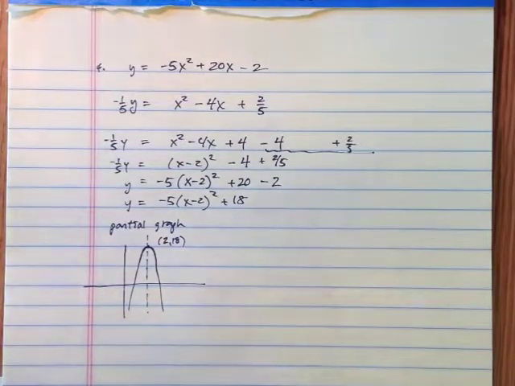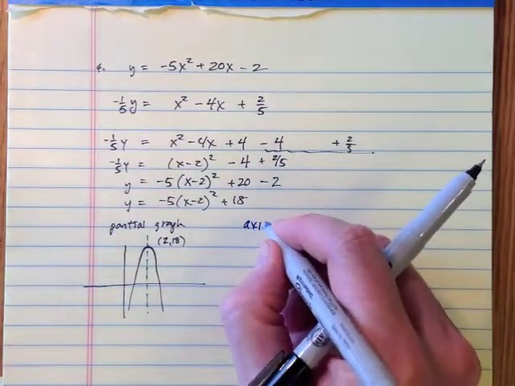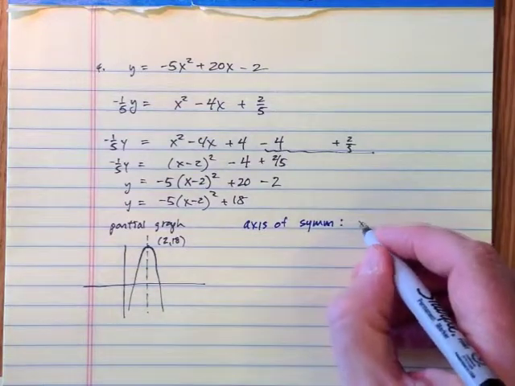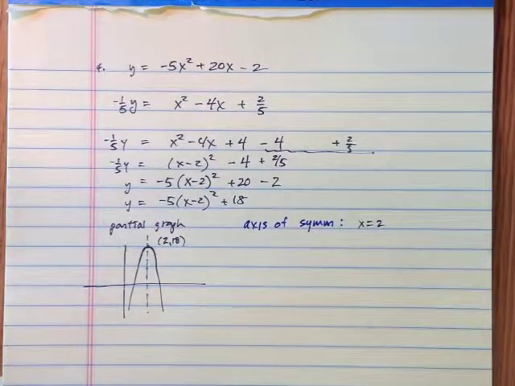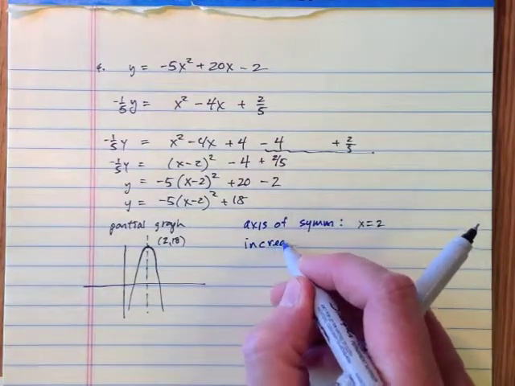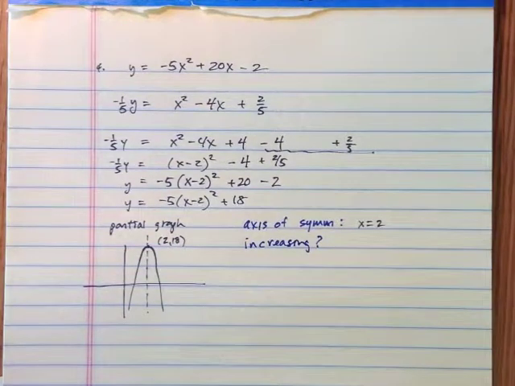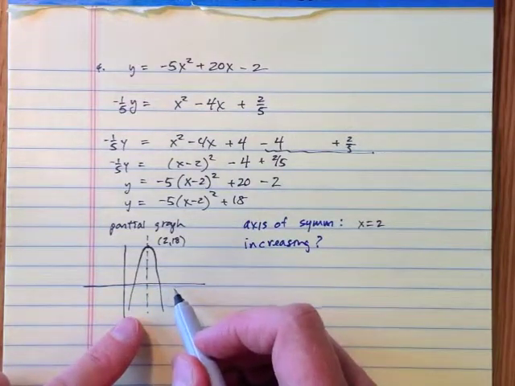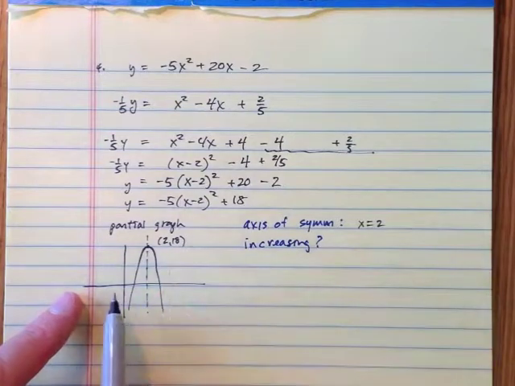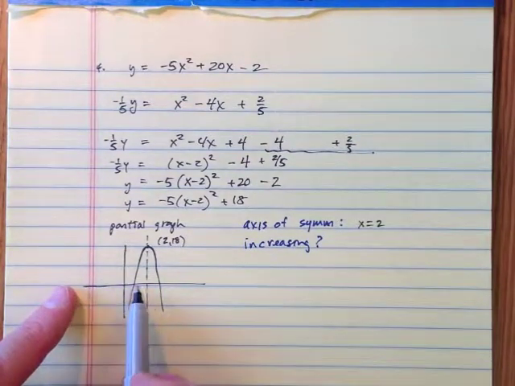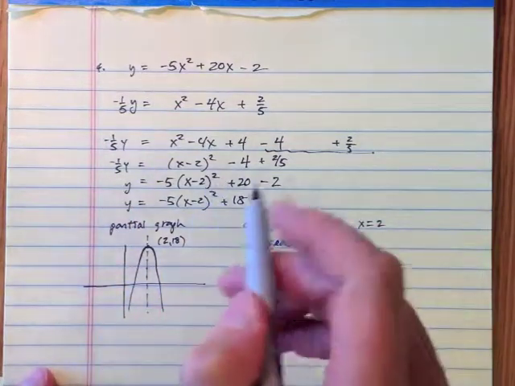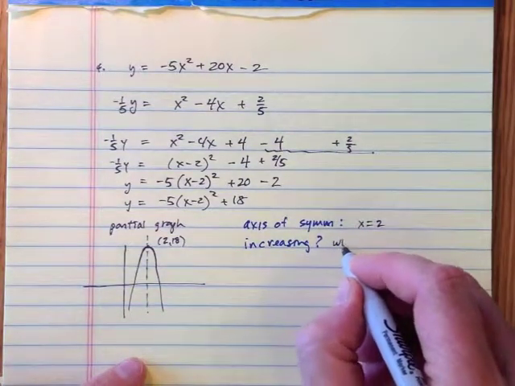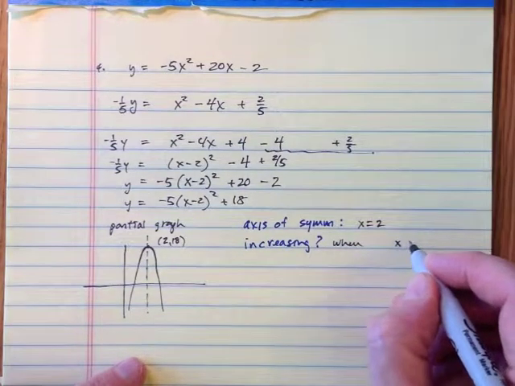So here are some things they like to ask in problems like this. Well, what's the axis of symmetry? Oh, that was easy. It's the vertical line x equals 2. Where is this function increasing? Increasing means that y is getting larger as x increases, and decreasing means y is getting smaller. It's increasing when the curve is going up as I move to the right. So here, from negative infinity to x equals 2, the y values are increasing. The graph goes up as I move to the right. So it's increasing when, say, x is less than 2.